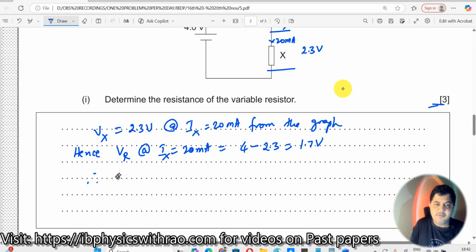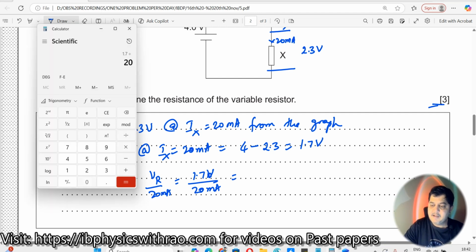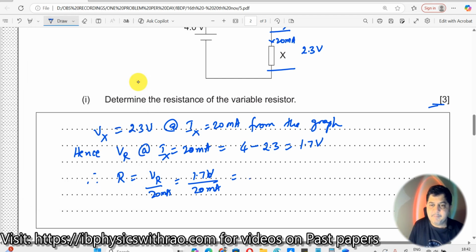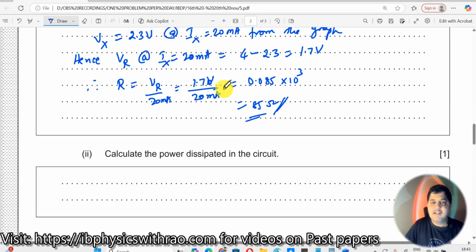Then therefore R should now be equal to VR divided by 20 milliampere, which is 1.7 volt divided by 20 milliampere. Let us calculate that value. 1.7 divided by 20 will give me 0.085. Usually when it goes upwards, it becomes 10 cube, right? 10 power minus 3 goes upwards, 10 cube over here. So this is equal to 85 ohms. So the value of R is equal to 85 ohms. This completes the full 3 marks. Okay, next, let us move on.